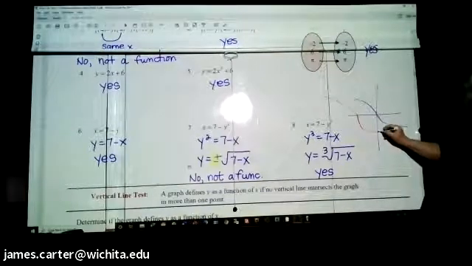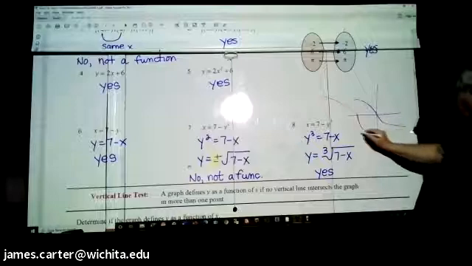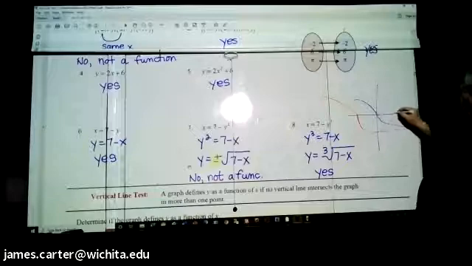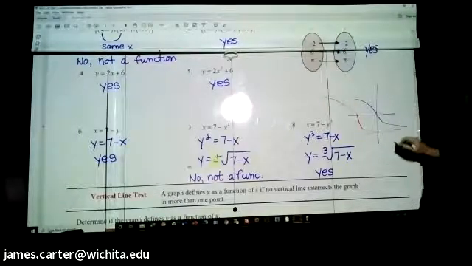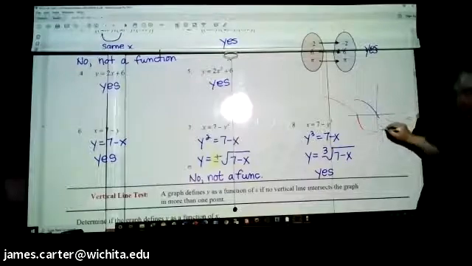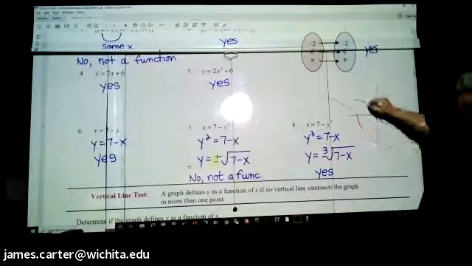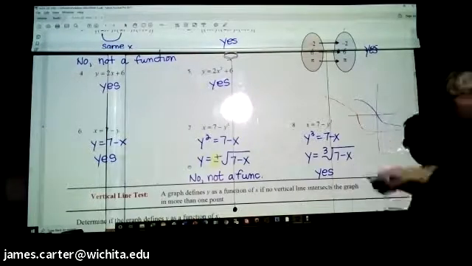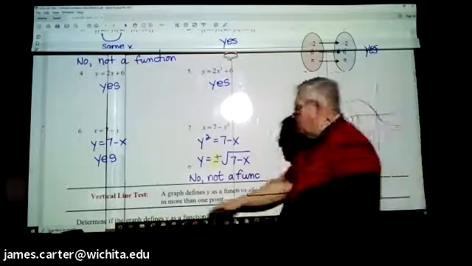So this point becomes your flip point. So it's going to look like that as your final graph. Now, does that meet the vertical line test? Yes, it does. And by the way, this was a real difficult transformation on this one.